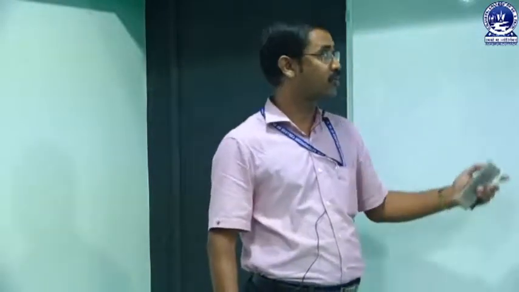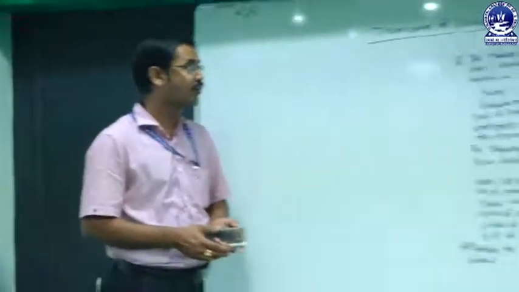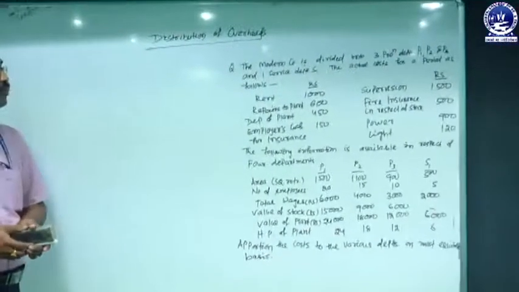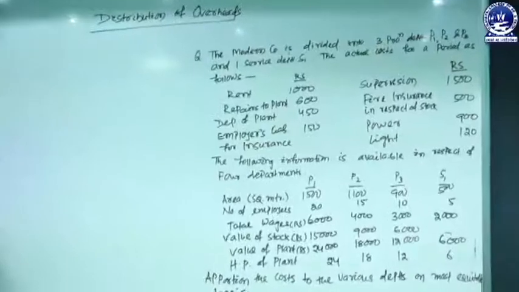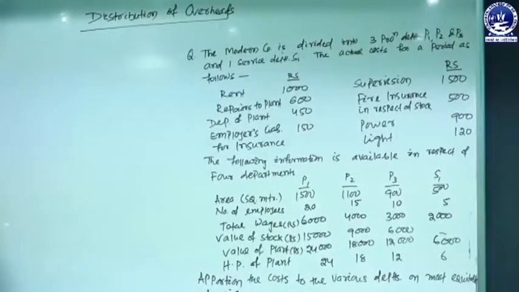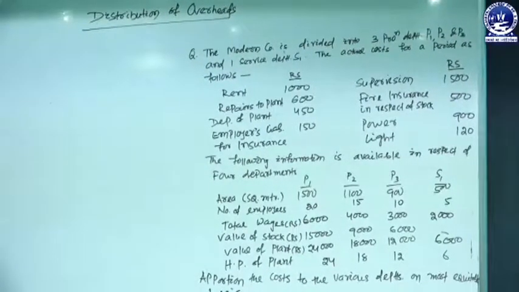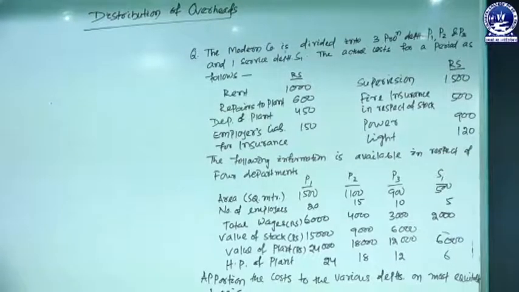So now we are going to discuss distribution of overhead. Before going to work out the problem, first we must know what we mean by overhead. Overhead comprises all indirect expenses, that means indirect material, indirect labor and indirect expenses. So the sum total of all indirect items consists of overhead.